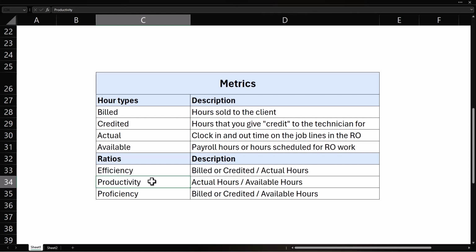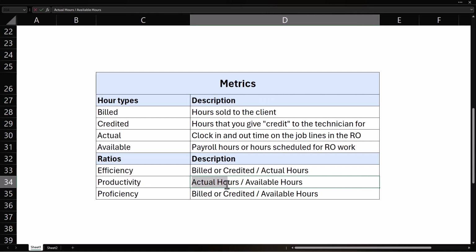Because maybe I didn't allocate enough work to them. We didn't schedule it the right way. We have them doing different things. But the actual hours spent inside of repair orders, clocking in, clocking out, divided by typically payroll hours, their 40-hour work week. Or it could be that available. I'm taking out training time, those meetings, those extracurricular things. I'm looking at the hours that they were scheduled inside of the service department working on jobs for productivity.